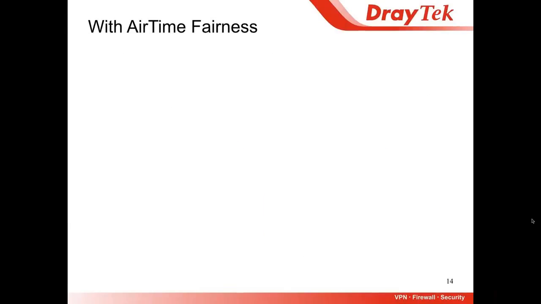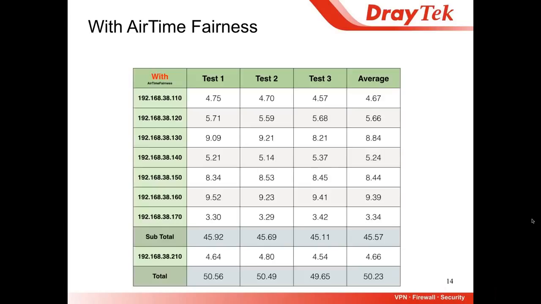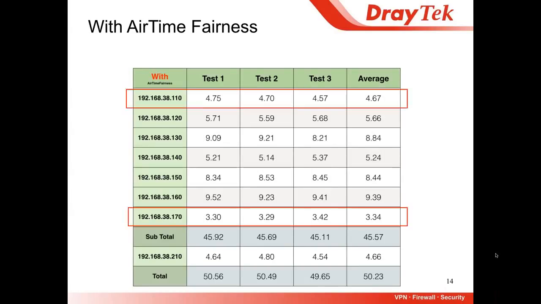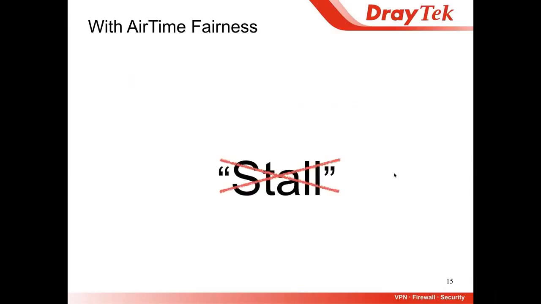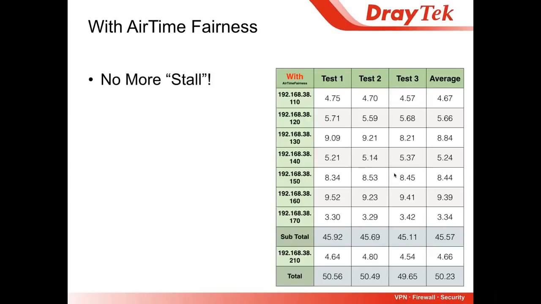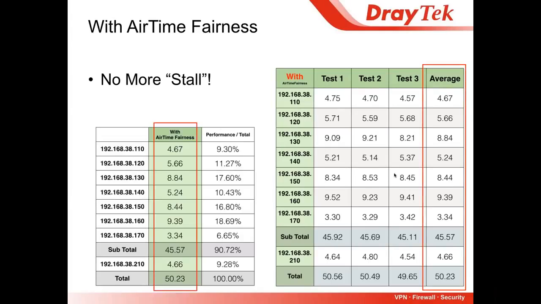Then we enable the airtime fairness. Again, we test 3 times, and we can see that these two, 110 and 170, apparently got improved. With this kind of performance, we can say they won't feel the stall anymore if they are watching high quality video on YouTube. And again, based on the average number, we count this performance ratio.